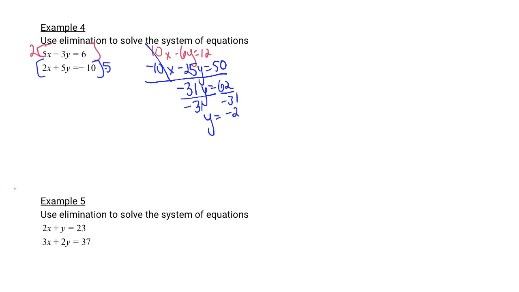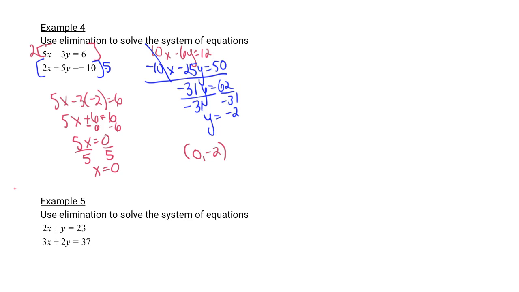It's half our answer. We can plug it back into this first equation. 5x minus 3 times negative 2 equals 6. That's 5x plus 6 equals 6. Going to subtract 6 from each side to get x alone. And 5x is 0. We divide by 5 and get x is also equal to 0. So our solution is where those cross, 0, negative 2.